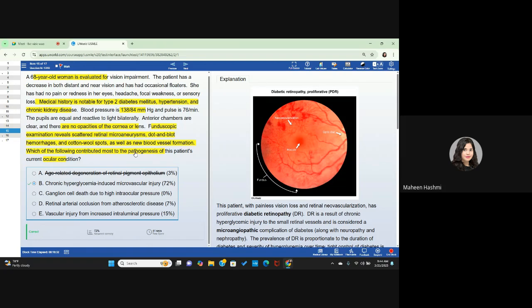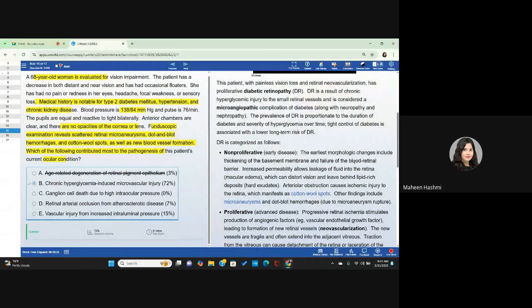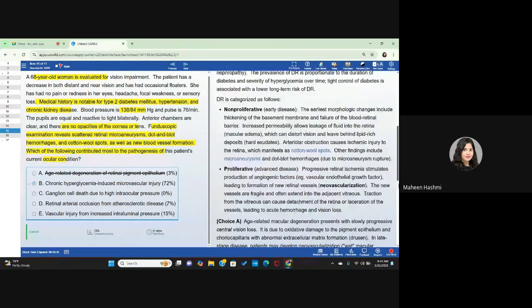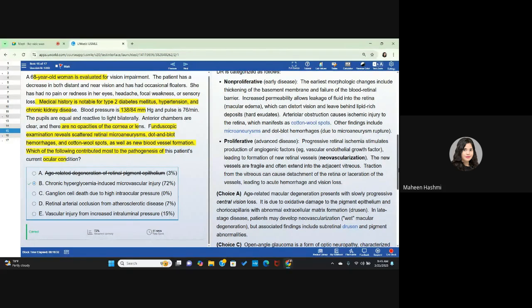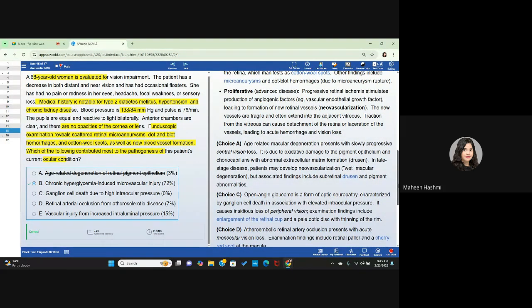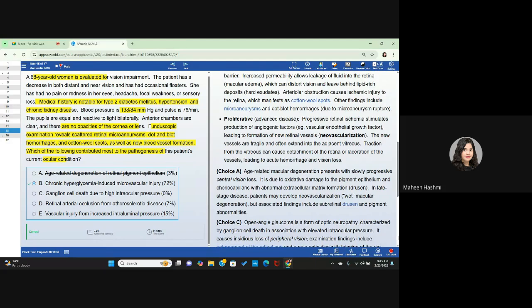I told you that you will see dot and blot hemorrhages. You will also see cotton wool spots. New blood vessel formation also occurs in diabetic retinopathy. There are a lot of other types of diabetic retinopathy. You have non-proliferative and proliferative. Usually, they don't ask you the stages, but just go through that. In proliferative, you have neovascularization, formation of new vessels, whereas in non-proliferative, you do not have that. Just go through the overview. They do not ask about that in great detail.